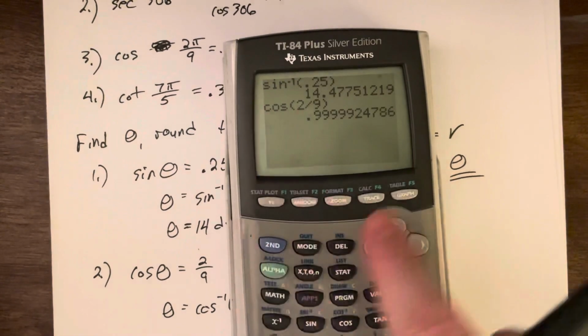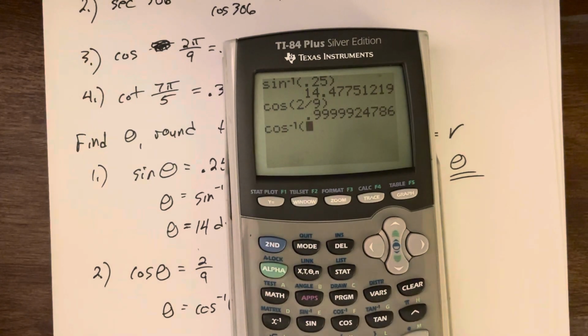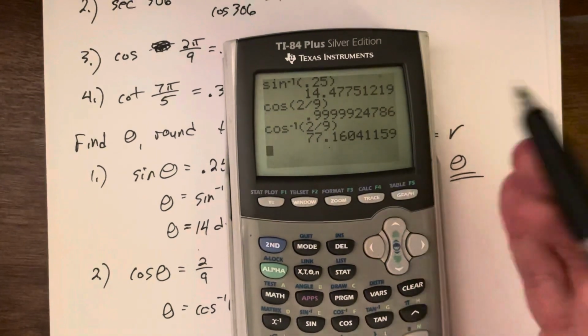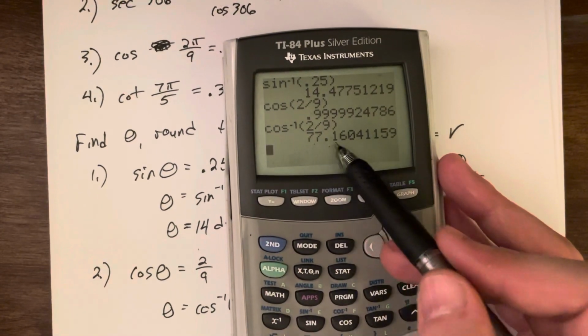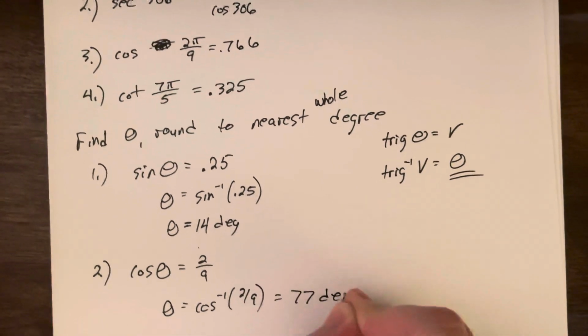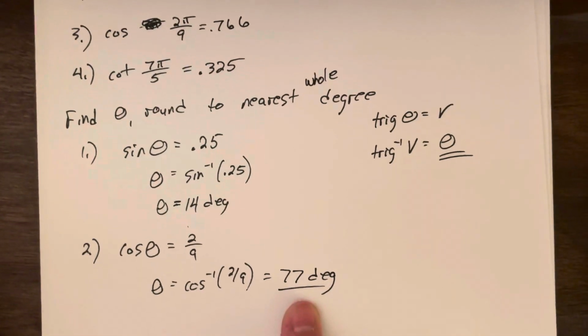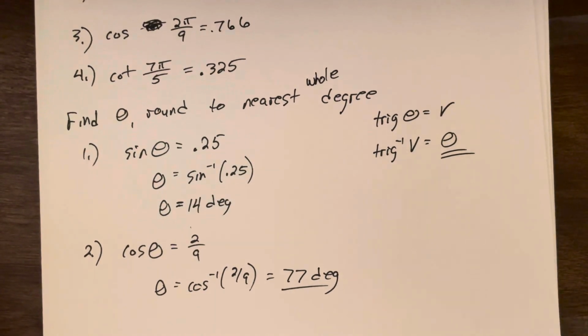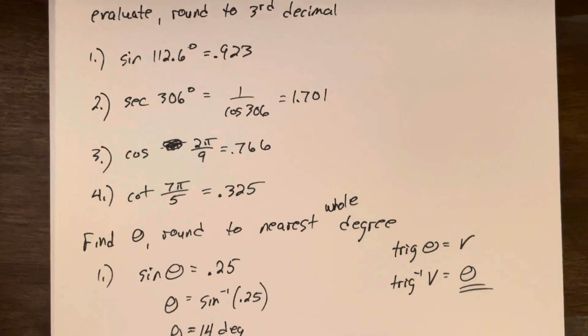Oops, I'm sorry, that was cosine. Inverse cosine, sorry about that. I knew that was wrong because that just didn't seem right. Now, that's certainly much better. An angle, 77.1. So that would be 77 degrees. Okay. So just some basic calculator work.